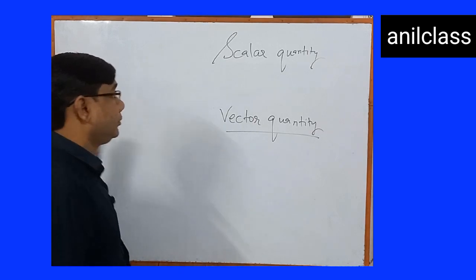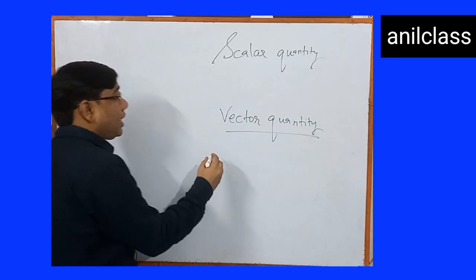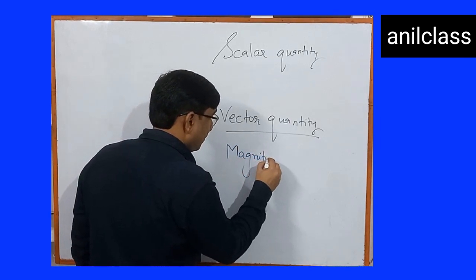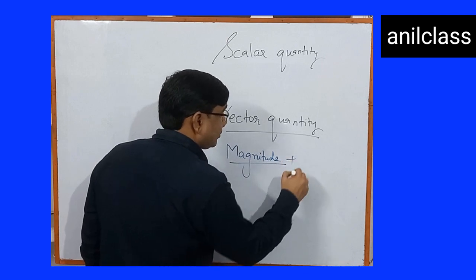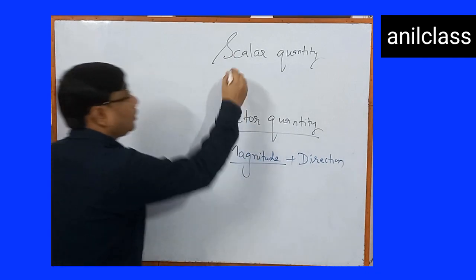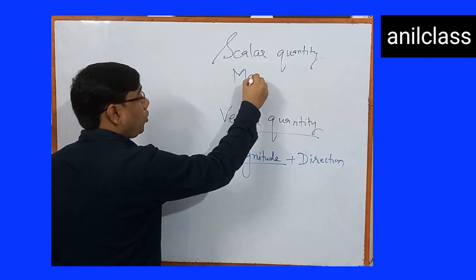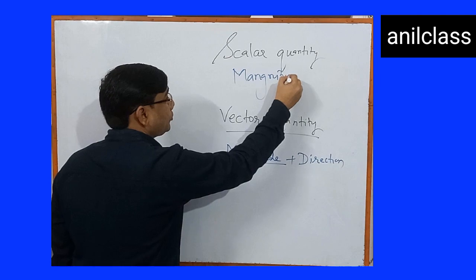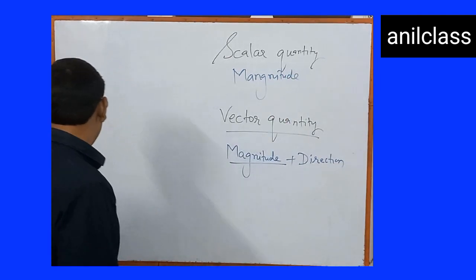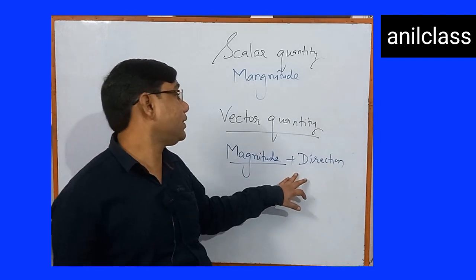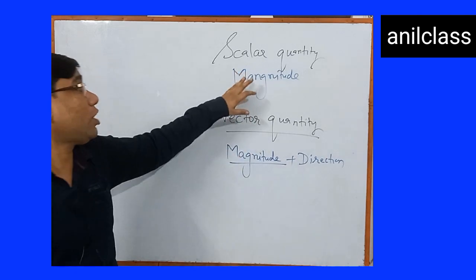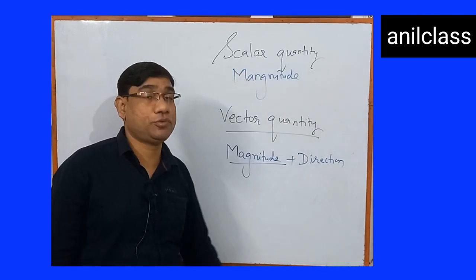Both are different because a vector quantity needs magnitude plus direction, but in a scalar quantity only magnitude is sufficient, direction is not needed. So a quantity that needs magnitude plus direction is called a vector quantity, and a scalar quantity only needs a magnitude.